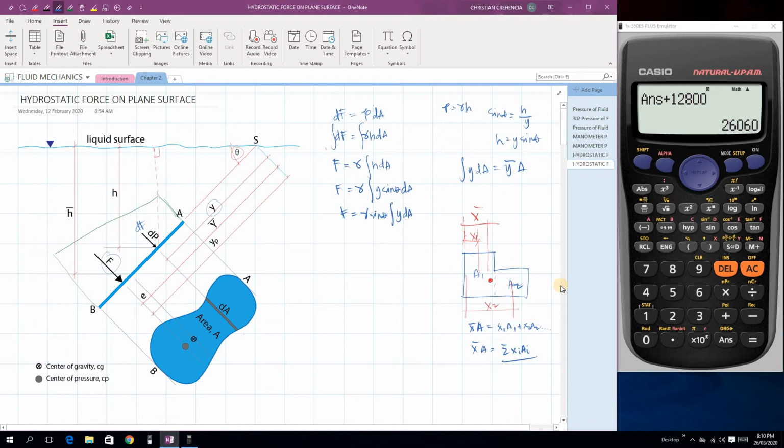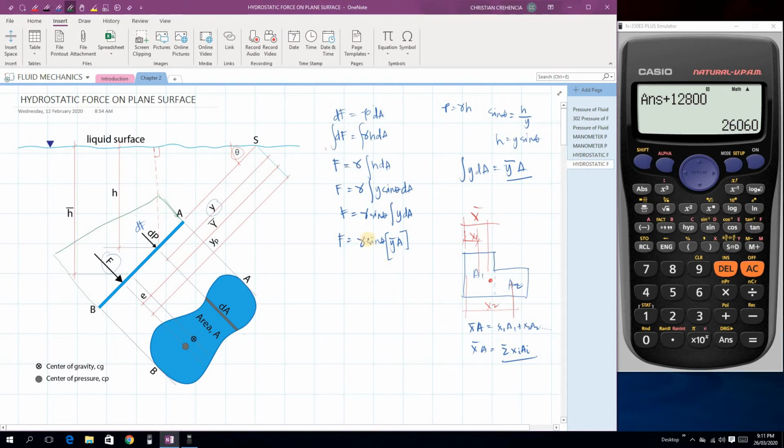Okay? So, pwede natin i-substitute to dito sa may integral sign. Then yung force F is equal to gamma sine theta muna, then yung integral of dA. So, para lang malinaw, is equal to y bar, then yung total area natin. Okay?